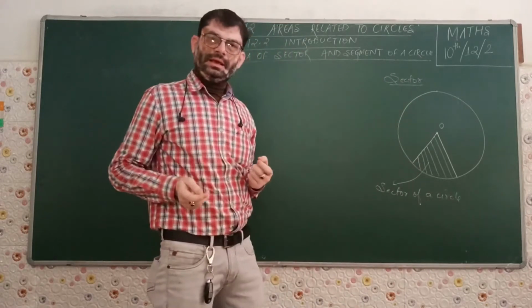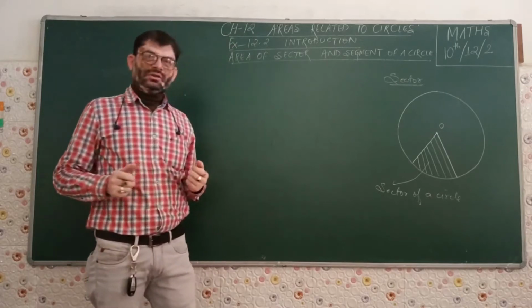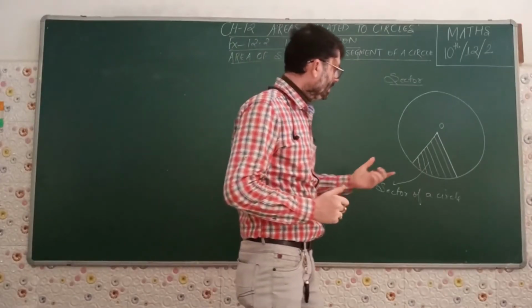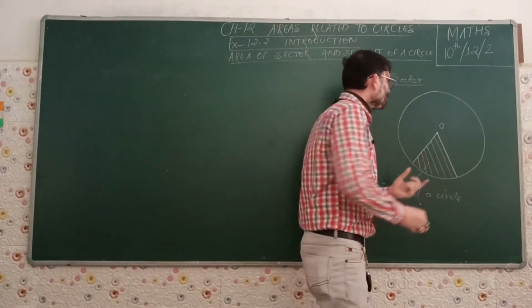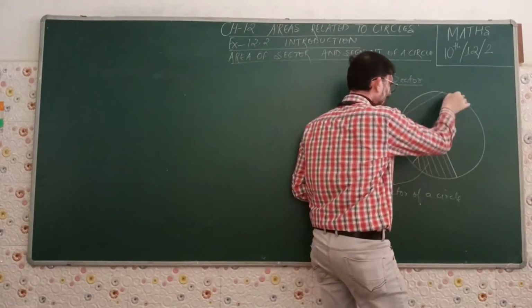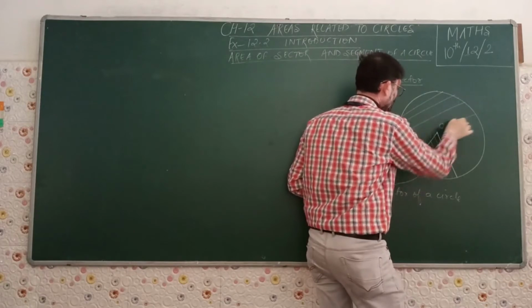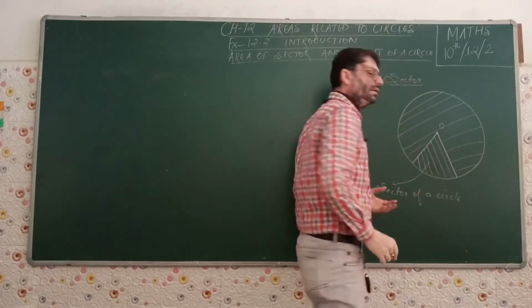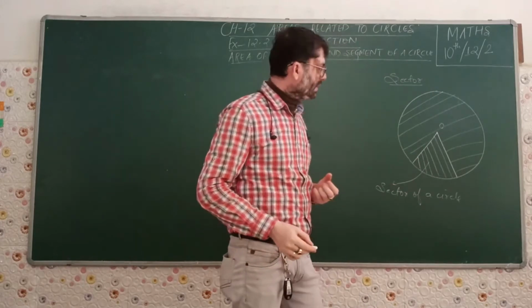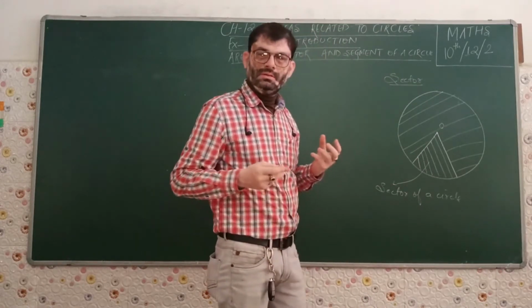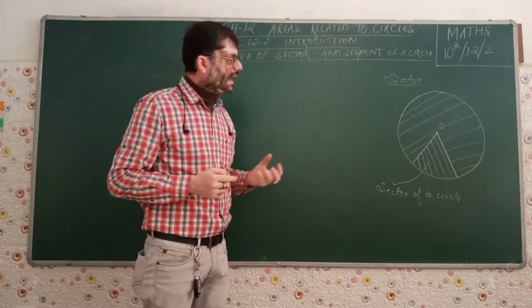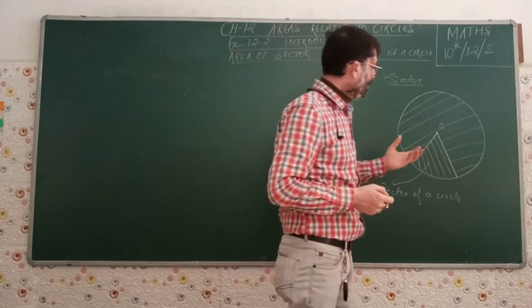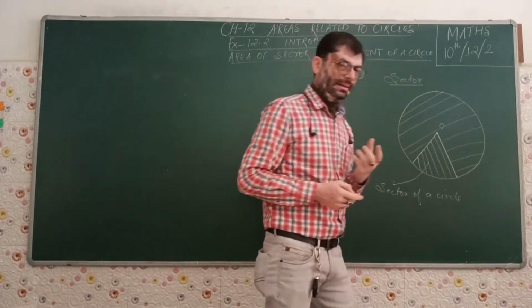Now when we say it is the region enclosed between two radii of the same circle, the region can be this one also. The region can be this one also. This is also the region enclosed between the two radii of the same circle. Then what about that feature? For that, we would be categorizing it based on the angle.